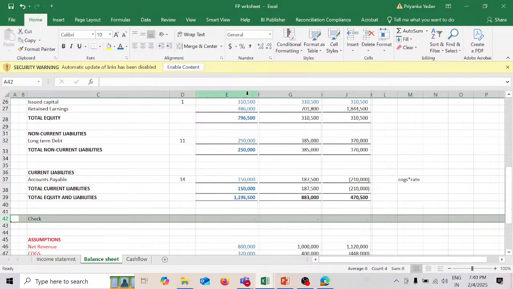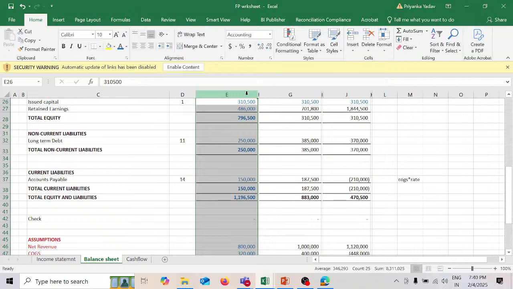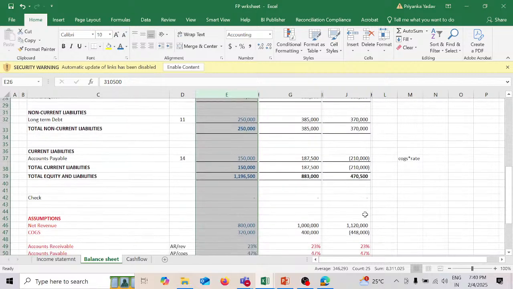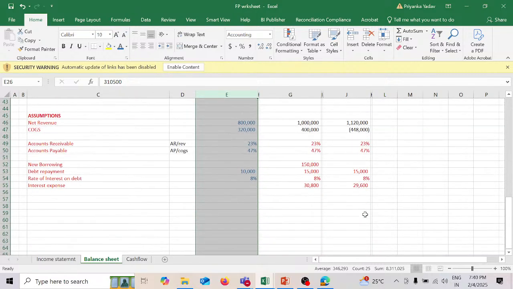This is the actual year where we have the historical data. The actual data is over here, and these two are budgeted. You see all the checks here are 0. That means our balance sheet is correct, on the basis of the assumptions we have created for the financial statements.